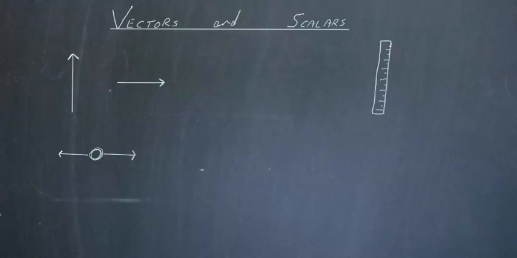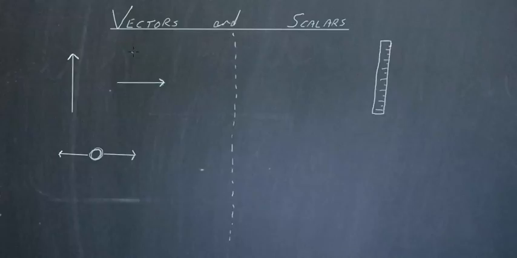Okay, let's take a quick look at vectors and scalars. So I've already drawn a couple of things on this page. Basically everything on the left hand side will be relating to vectors and everything on the right relating to scalars. We're going to start with vectors.